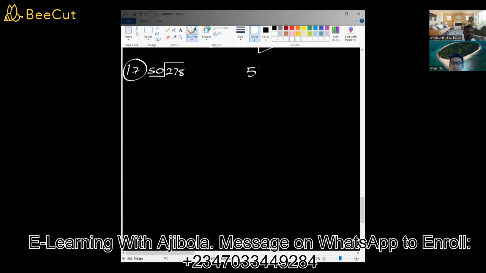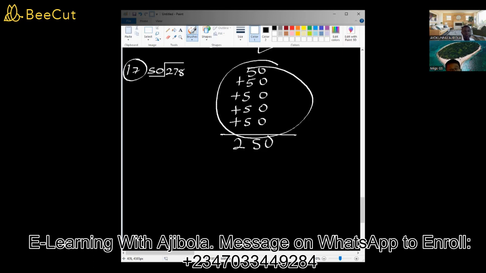Now let's look at it. 50 plus 50 is 100, okay? Plus another 50 is what? 150, okay? Is that clear? Fine. Plus another 50 is 200. Plus another 50 is 250. And 250 is close by. If you had another one, that would be 300. That's greater than 278, okay? Fine. So this is 250. So how many 50 is there now?